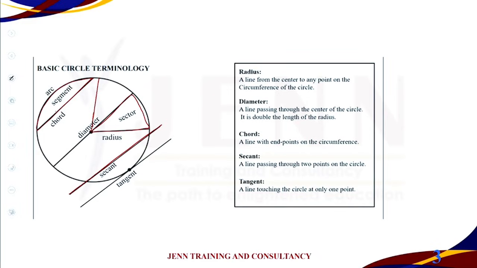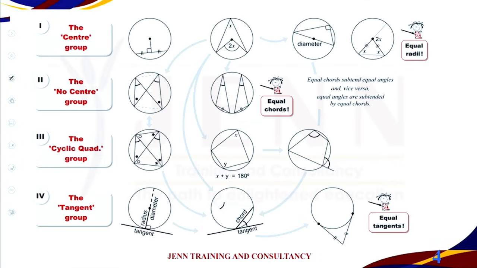So before we start with this Euclidean circle geometry, you must understand the basic circle terminologies. Thank you. So now moving on to our next slide. These are the theorems which you were taught last year. We normally group these theorems: we have group 1, which is the center group, we have the no center group, we have the cyclic quads and the tangents group.